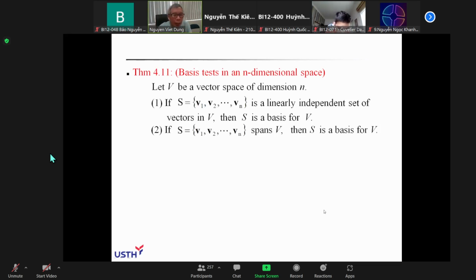And finally, we have two criteria to verify if some set is a basis. I repeat that a set is a basis if it satisfies two conditions at the same time. But here you have two criteria which will make it easier to verify something to be a basis. Suppose that we know already that V is of dimension n.